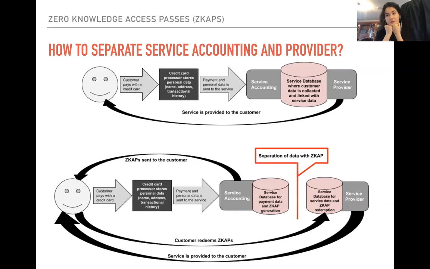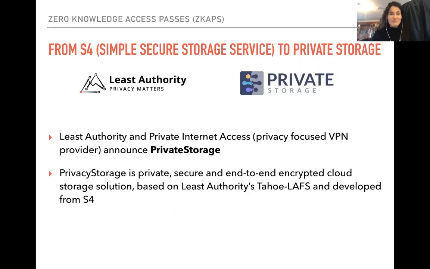And this is where we use ZKAPs, the zero knowledge access passes. The idea is that the chain still goes on, but then at the accounting step, such passes get sent to the user, and then the user can redeem those access passes to actually get the service. So the service provider doesn't know who the customer is, which is something that Lease Authority wanted. So I think the high-level idea is explained now quite well, hopefully.